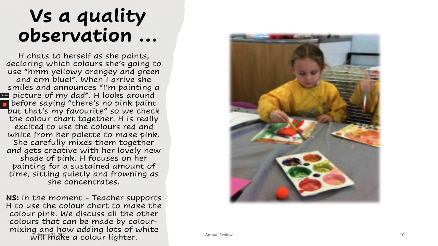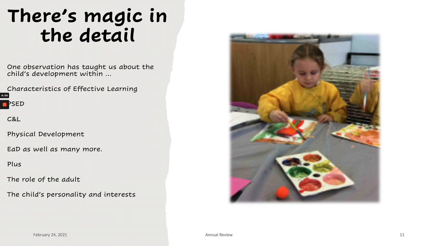We can see here just how much more detail and depth this observation has compared to the previous one. Fewer quality observations like this are far more valuable to any child and teacher than a copious amount of vague observations that in fact might say very little about a child. So there is magic in the detail.